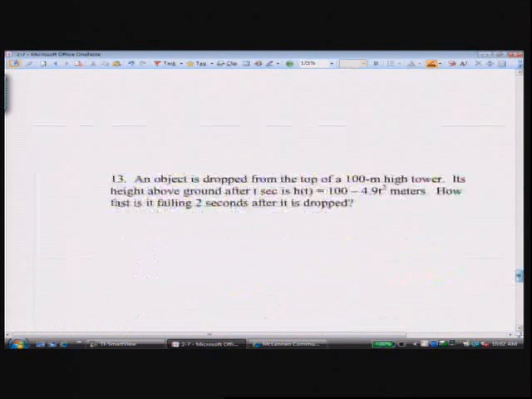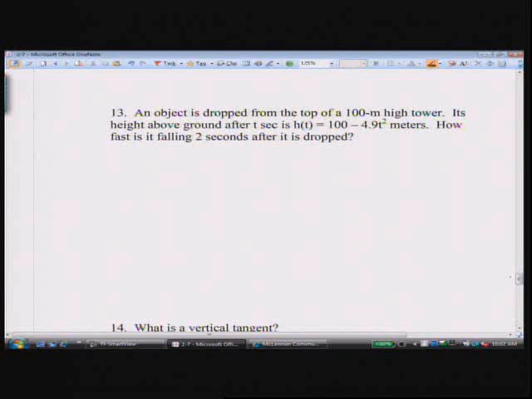Number something. This one's fun. An object is dropped from the top of a 100-meter high tower. Its height above the ground after t seconds is that. How fast is it falling 2 seconds after it's dropped? How fast, they're asking for its rate of change. Okay, they're asking for its instantaneous rate of change. So they're looking for the slope when x equals 2. Or t, in this case, t equals 2. So looking for the slope when t equals 2.